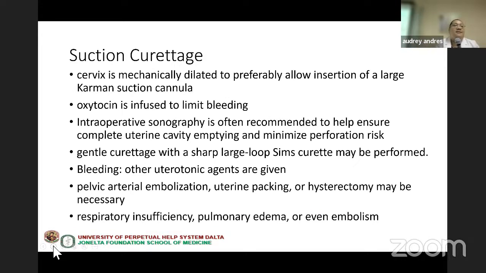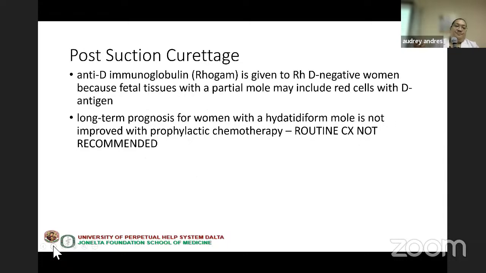So what's the difference between an ordinary dilation and curettage and a suction curettage? Your cervix is mechanically dilated to allow insertion of a large cannula. You also use oxytocin. You may use sonography to help ensure your cavity is empty. And you do curettage with a large loop, and then you do suction.